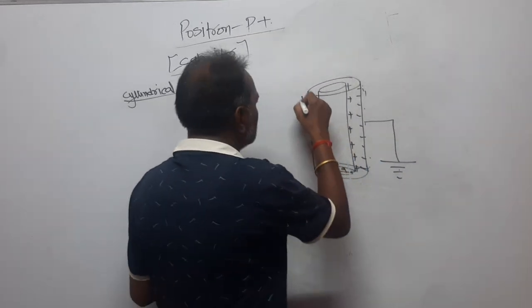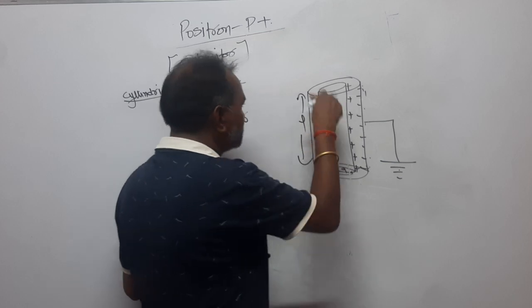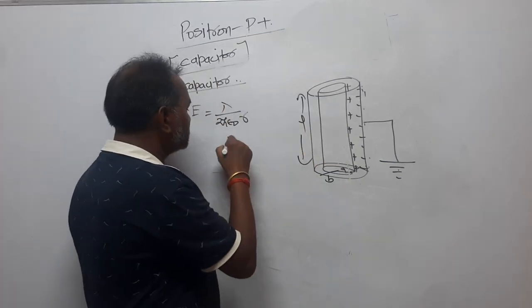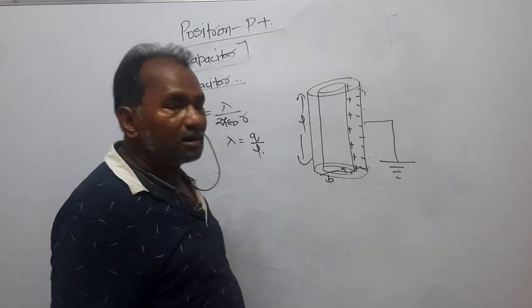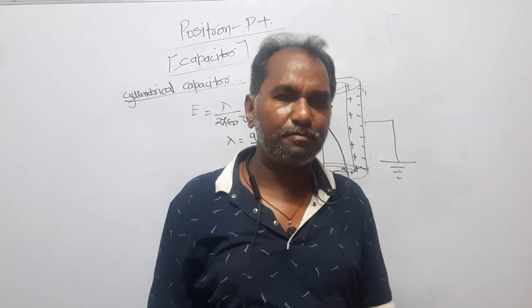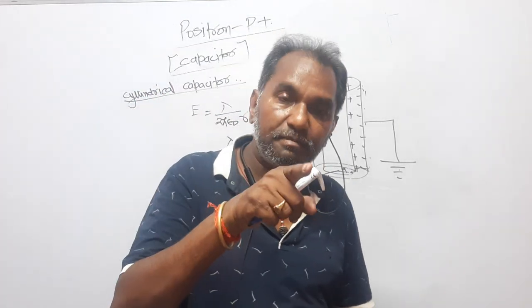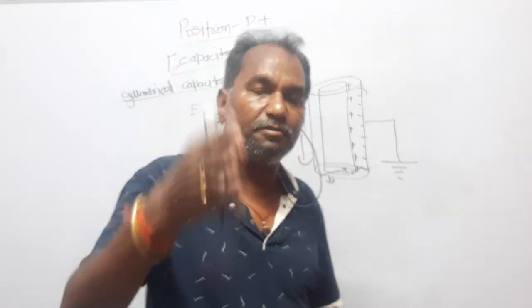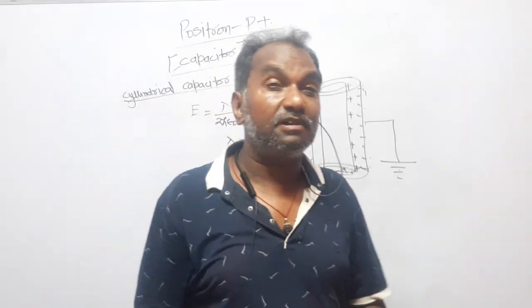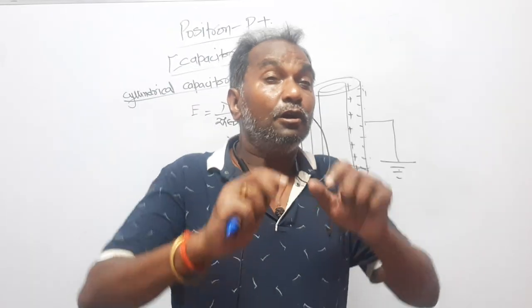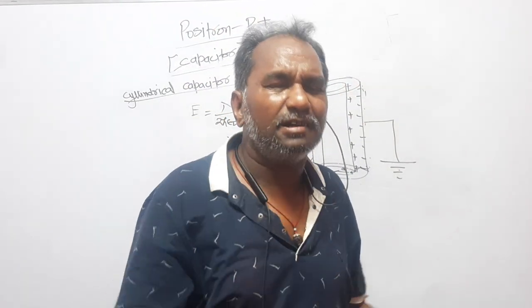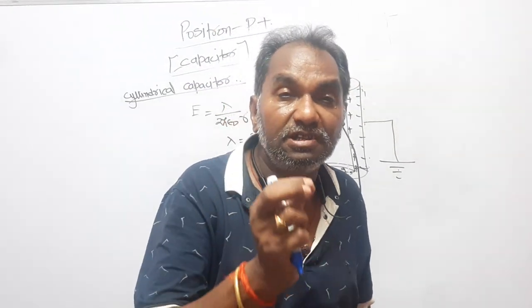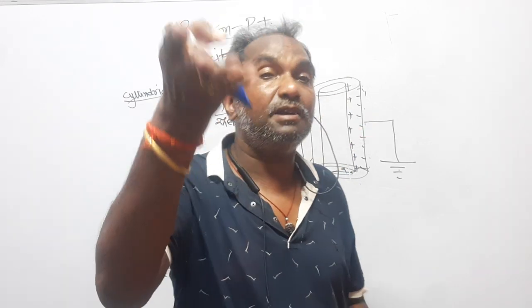Let the length of the cylinder be L, and if the charge is Q, then lambda is the charge per unit length. Actually, here we are considering the charge per unit length, but in the case of a plate, we considered the charge per unit area. In many cases, if the charge is distributed in the volume of a sphere, cylinder, whatever it may be, then we consider rho, the charge per unit volume.